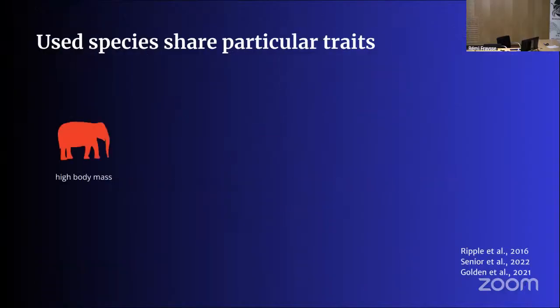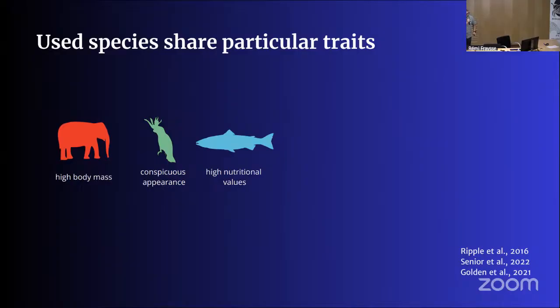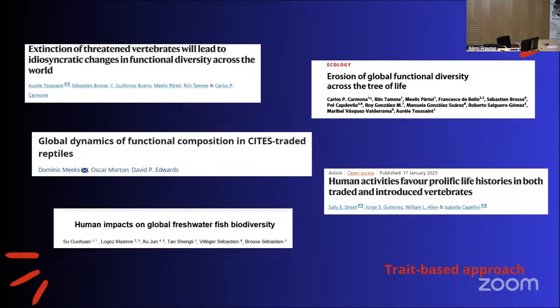First of all, humans use biodiversity and used species actually share some particular traits such as high body mass, conspicuous appearance, or high nutritional values. There is a very well-established literature about the functional consequences of extinction of threatened vertebrates or the functional impact of some human activities, but there is a lack of knowledge about the consequences of each human use on functional diversity. So we use the trait-based approach to try to fix this lack of knowledge.